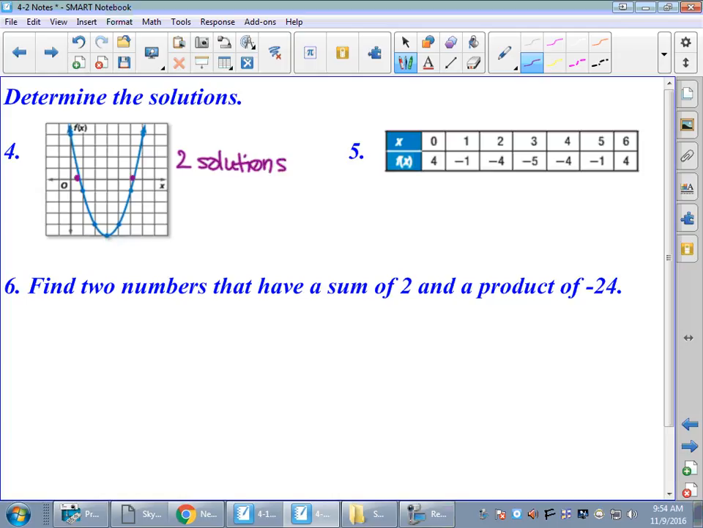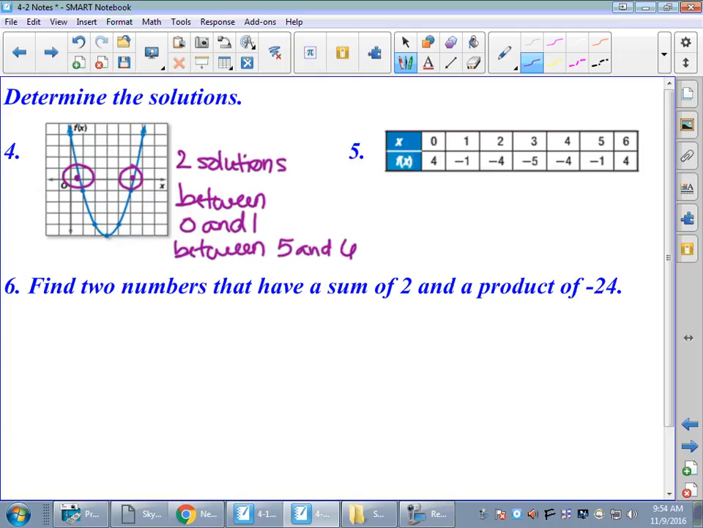There are 2 solutions here, and the 2 solutions are between 0 and 1, and also between 5 and 6. So what that tells me is that the solution is 0 point something and 5 point something. We just don't know what it is. So this is one of the downfalls of using graphing to solve. It's not very accurate. It gives a great visual of what's occurring. It helps you see the solutions, but if it's not exact, it's not the best method.